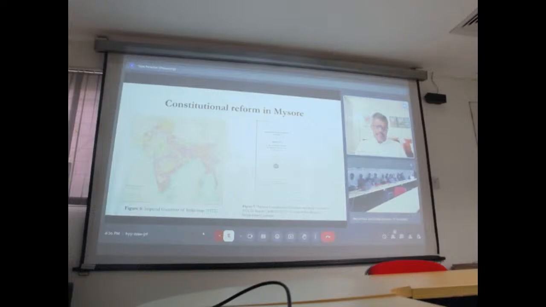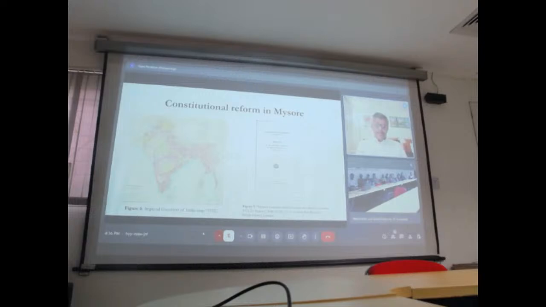So on the right of the slide, figure 7, is a scan that I've made of the front page of this report as it's stored in the office records. The Constitutional Developments in Mysore Committee. It's also called the BNCA Committee, and it bears its name.